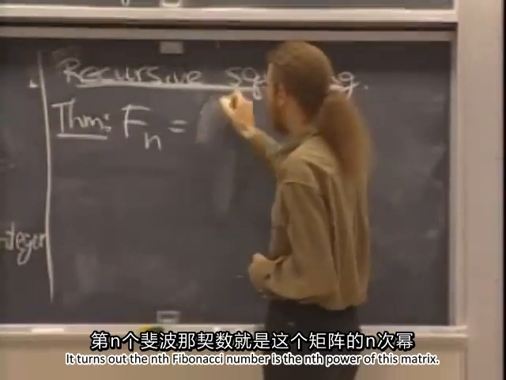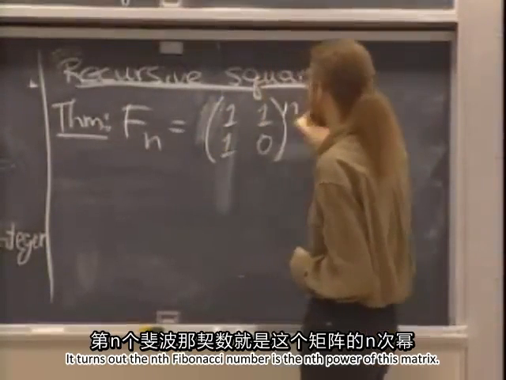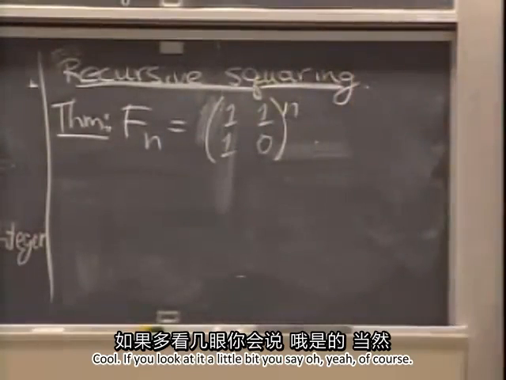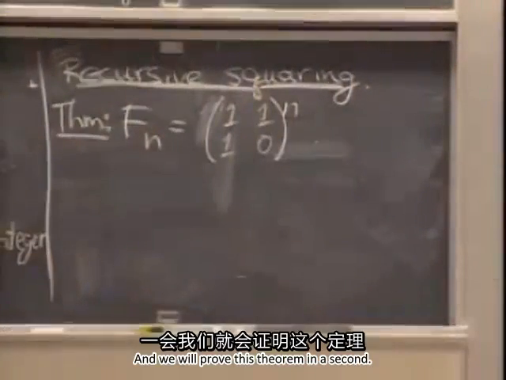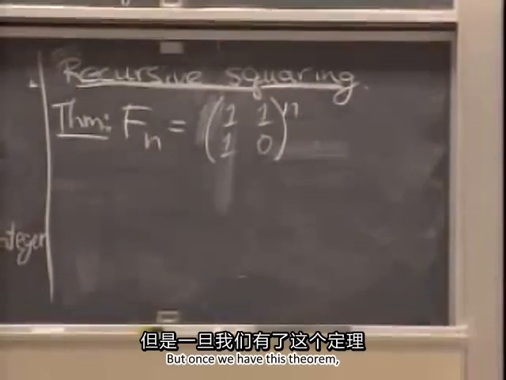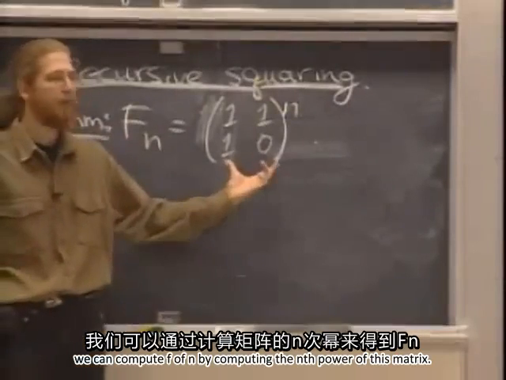Turns out the nth Fibonacci number is the nth power of this matrix. Cool. If you look at it a little bit, you say, oh, yeah, of course. We'll prove this theorem in a second. But once we have this theorem, we can compute f of n by computing the nth power of this matrix.